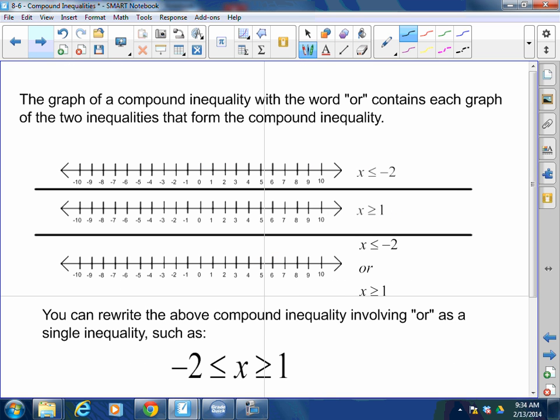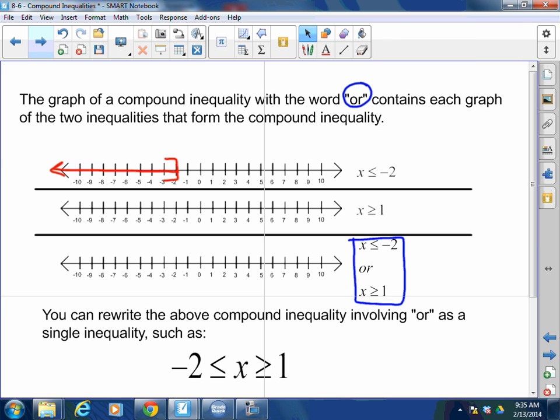Let's look at a union. Excuse me. The graphical compound inequality with the word "or." So "or," we're talking about union. So we're talking about a combination of two different sets. It contains each graph of two inequalities that form a compound inequality as well. The goal: to graph this guy. X is less than or equal to negative 2, or x is greater than or equal to 1. So let's first graph x is less than or equal to negative 2. X is less than or equal to negative 2, bracket to the left.